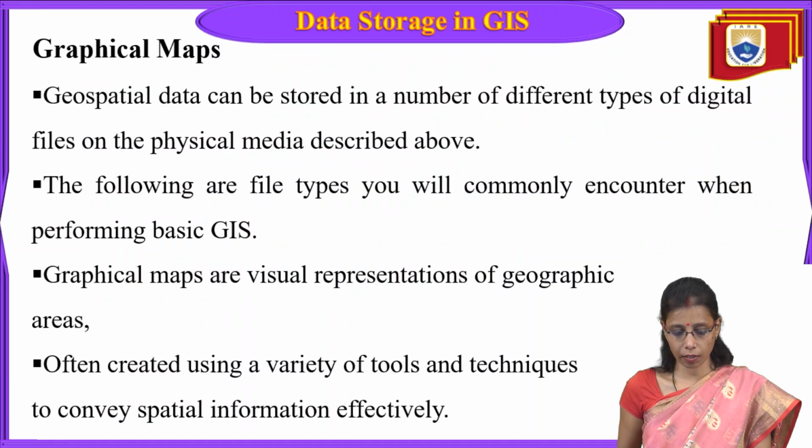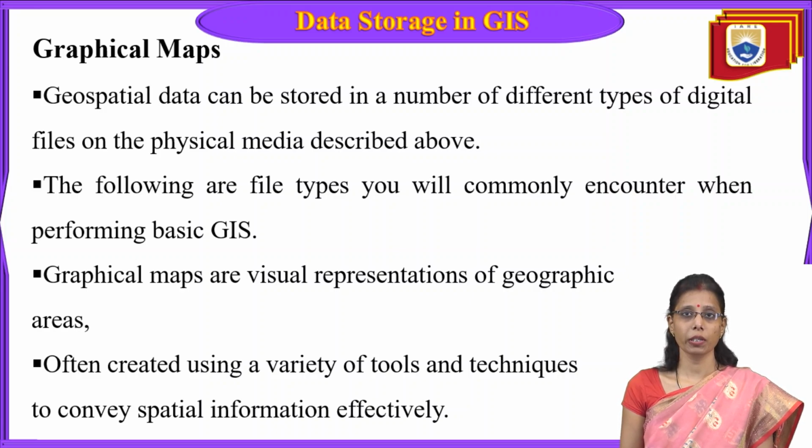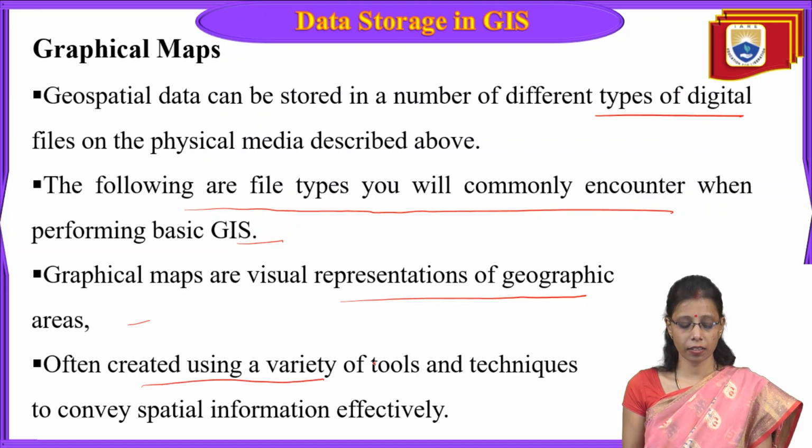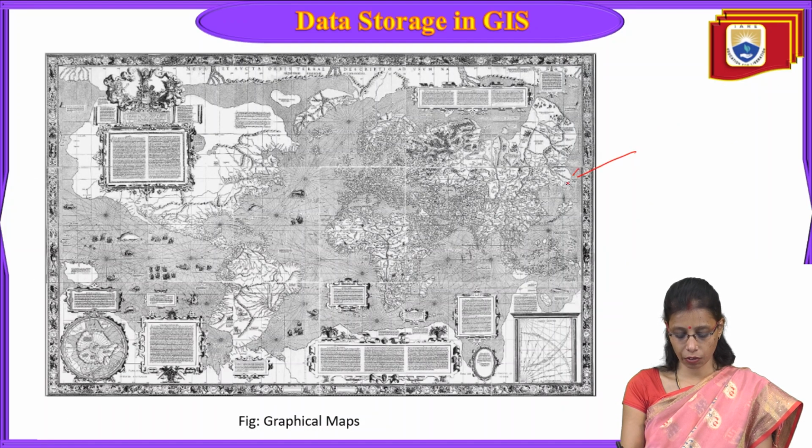So what are the files we will see? We have graphical maps. This is one of the formats where the data is saved. The data which is in paper format can be converted to digital files. Graphical maps are visual interpretations of geographical areas, often created using a variety of tools and techniques to convey spatial information effectively. So these are the graphical maps which we can see here.